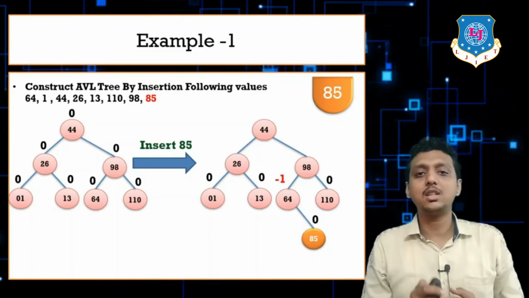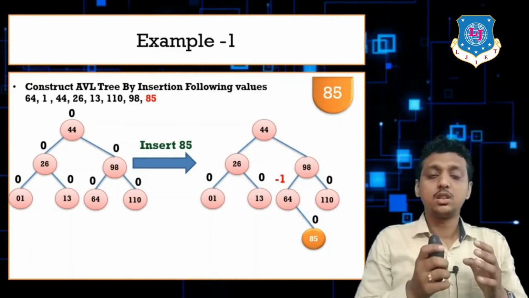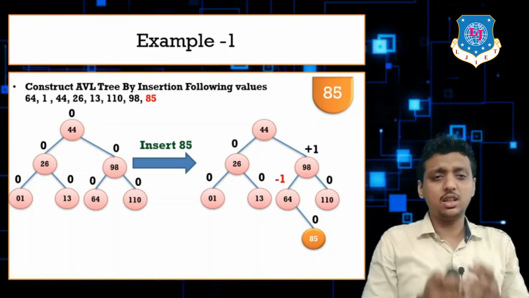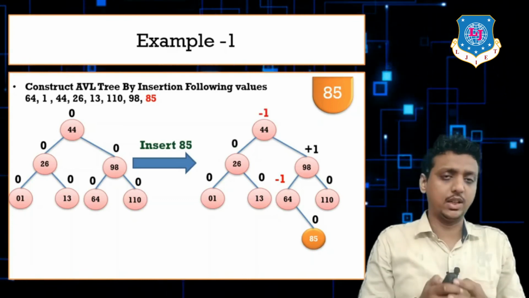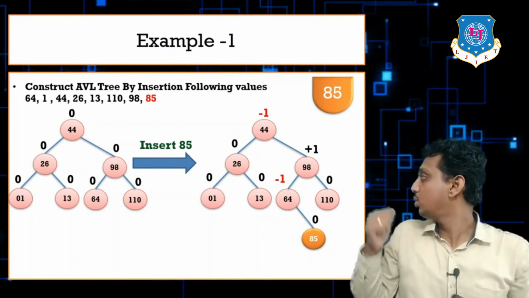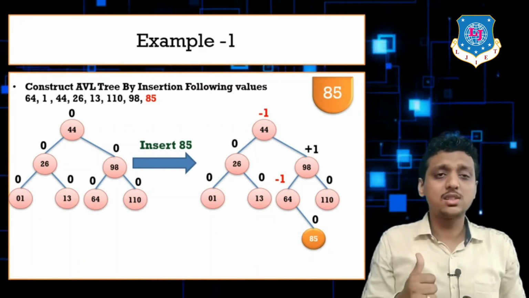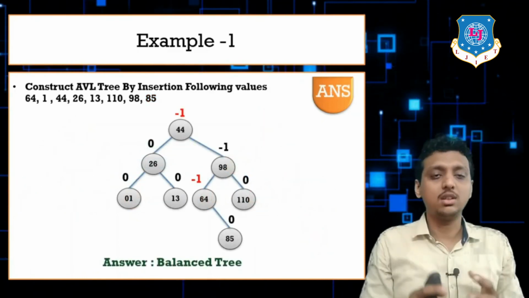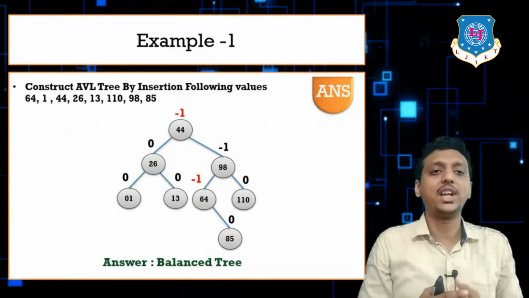All leaf nodes contain balancing factor 0. 98 contains the balancing factor of +1. 26 contains 0 and 44 contains -1. So that's it. Now check, is there any node that is violating our rules? No. That means this is our final answer. There are no rotations needed after insertion of 85.